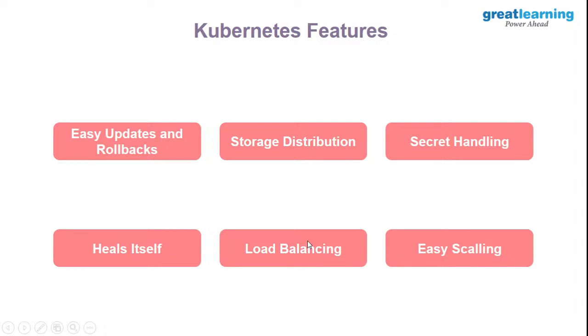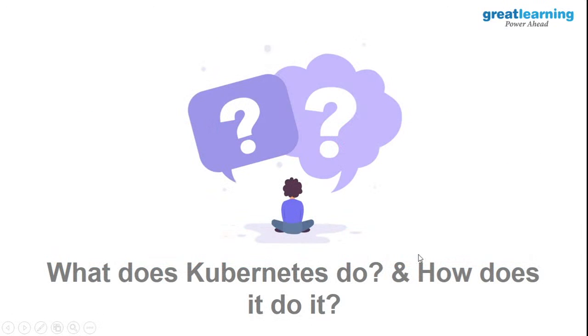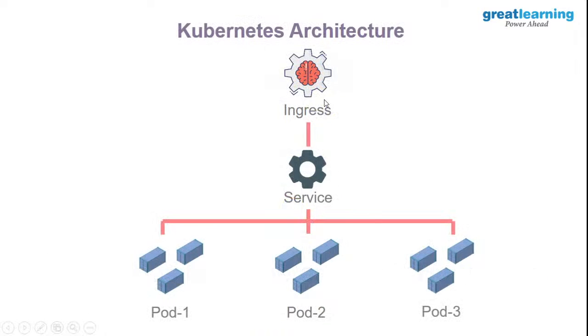Again, I told you guys that you can scale the number. You can increase the number of containers you have for a particular service. So what does Kubernetes do, and how does it do it? So Kubernetes, the basic architecture is this. You have pods, you have a service, and you have an ingress. Now let me explain the pods.